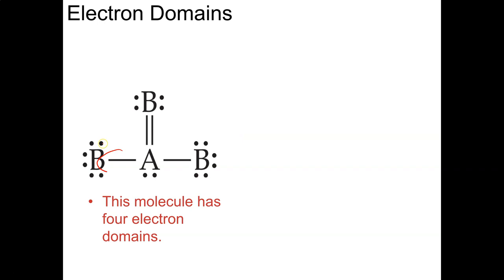Don't look at the outside. We don't care. Shape is always based on the middles. If you have multiple middles, then each middle will have each shape. All right, for this one, this is one region of electrons.